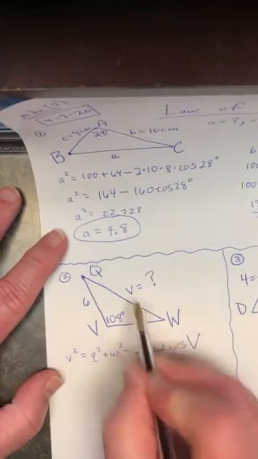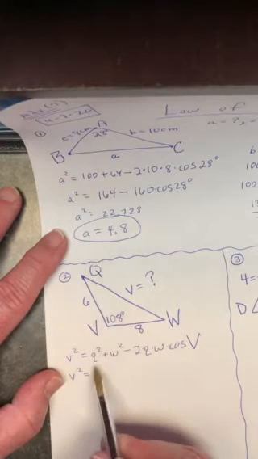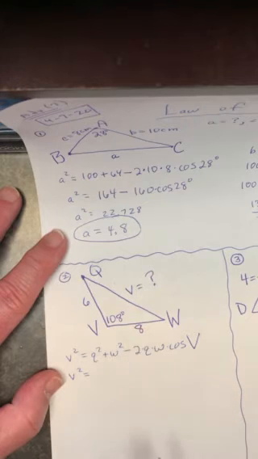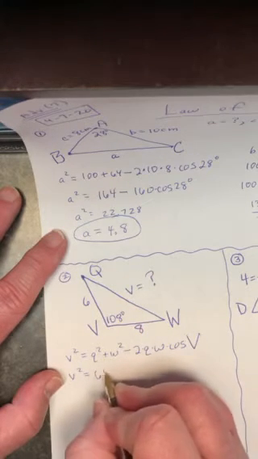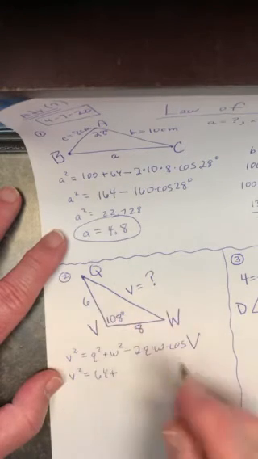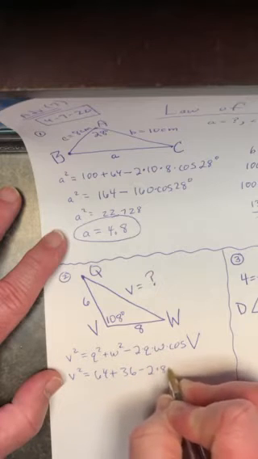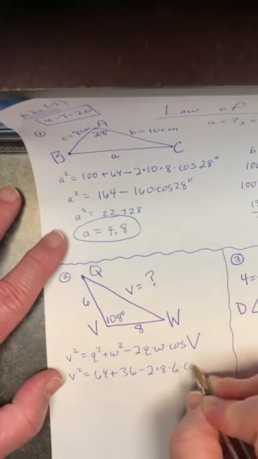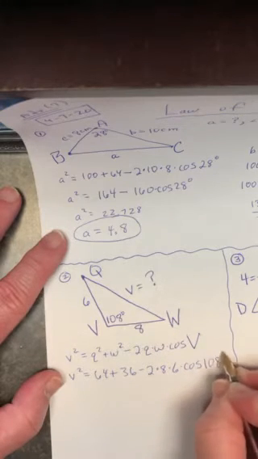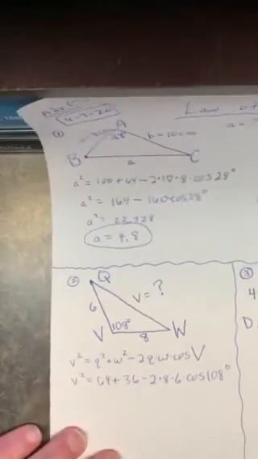Now, I don't know how big V is, do I? So V squared equals, okay, now Q, of side Q, is of course across from angle Q, so that'd be 8, wouldn't it? 8 squared would be 64. W squared, so that'd be what? 6 squared is 36, minus 2 times 8 times 6 times the cosine of angle V, which we can see is 108 degrees. So it's really not that bad to plug the numbers in the right slots. Now, concentrate.